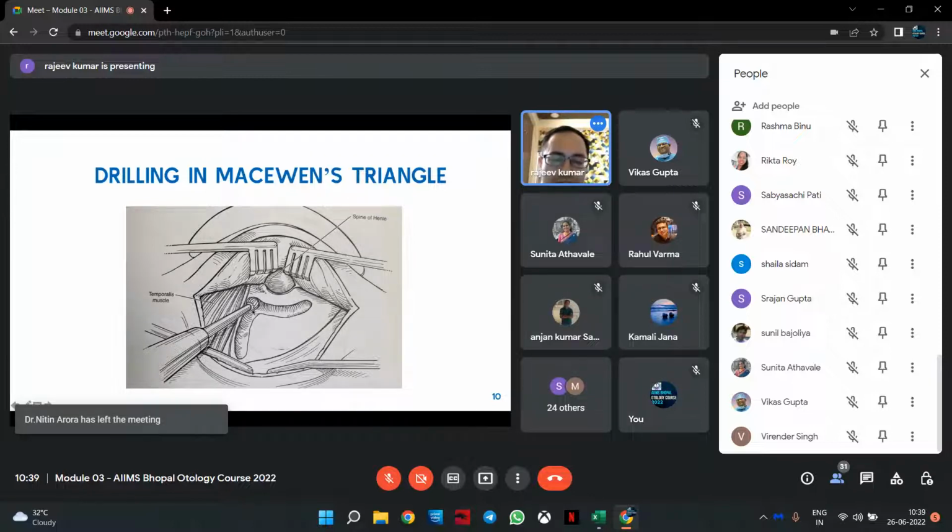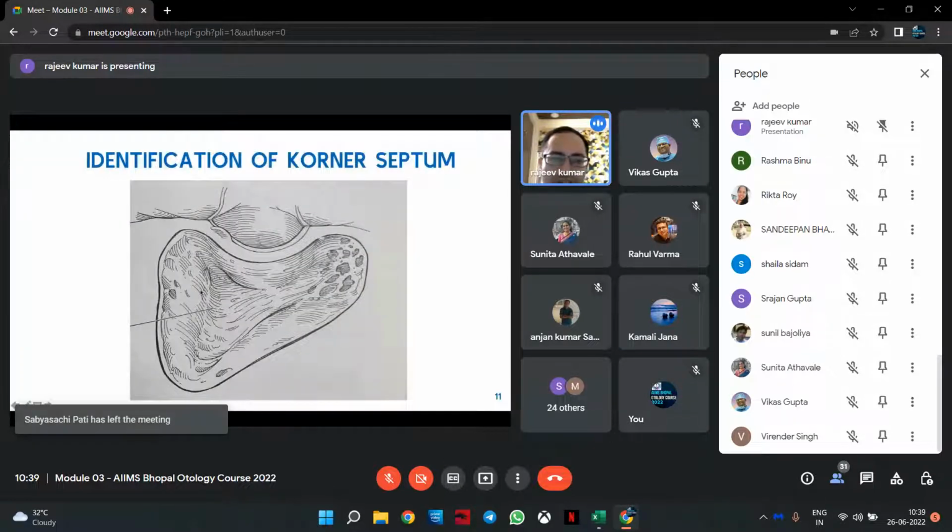So we start drilling. We use a large cutting burr, which should be a good cutting burr so that we can drill out maximum. We should drill parallel to the important structures. If we are drilling along the tegmen tympani, it should be parallel. If we are drilling along the external osseous canal, it should be parallel. So we start drilling out in this way to saucerize our mastoid bowl. This is a simple mastoid bowl which we have to achieve in the beginning.